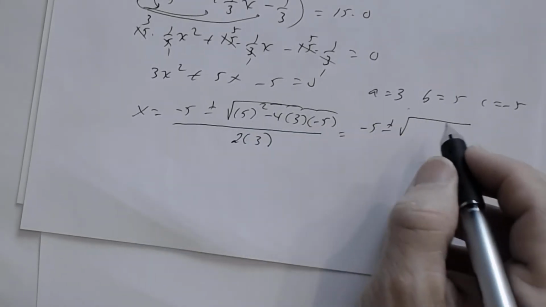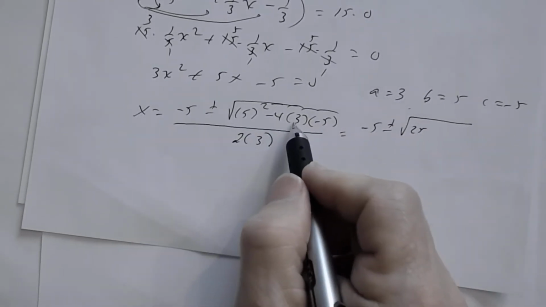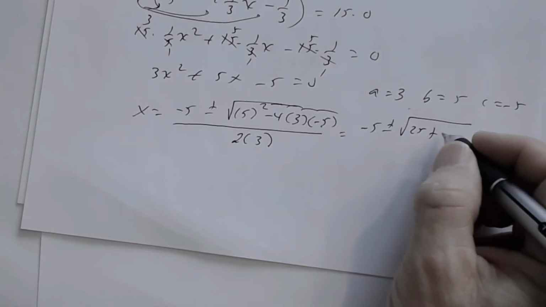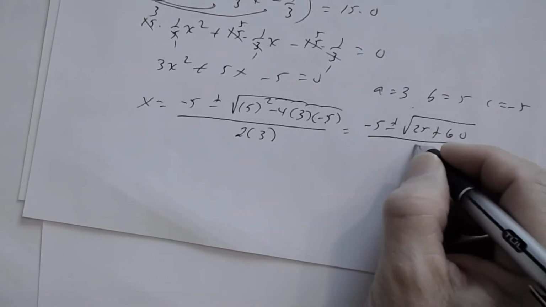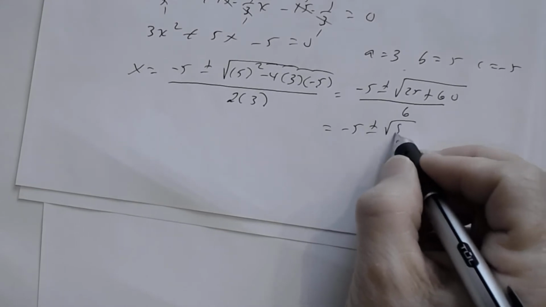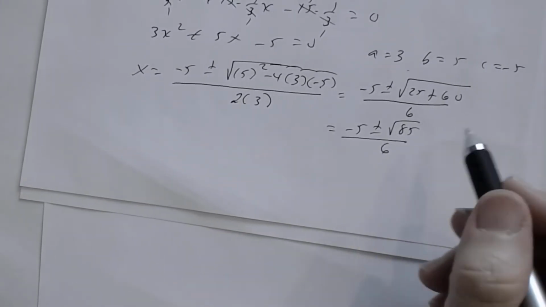5 times itself is 25. All right, a negative 4 times 3 times a negative 5 will be a positive. Negative times a positive times a negative. And that's going to be, let's see, 12 times 5. So that's what, 60? All divided by 6. Okay? And so then I get negative 5 plus or minus the square root of 85, all divided by 6. That's where I'm at.